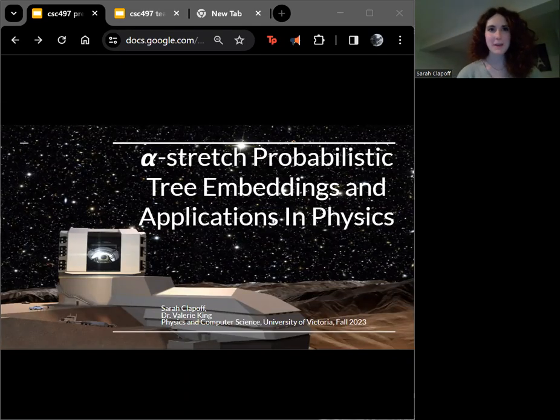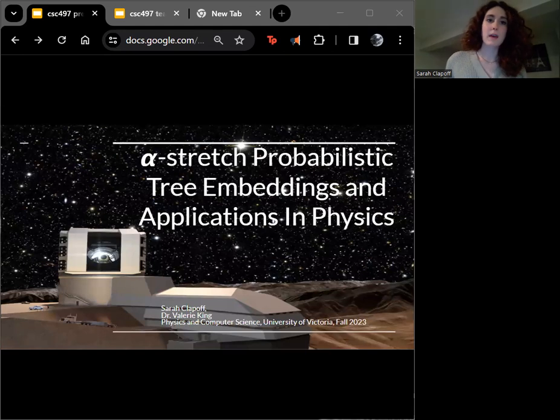Hi, everybody. My name is Sarah Klapoff, and this semester I got to work with Dr. Valerie King, and we looked at alpha stretch probabilistic tree embeddings and their applications in physics. I am doing a combined major in physics and computer science, and throughout my degree, I've been really lucky to get to see some of the work in astronomy that people at UVic are doing. And so I've really enjoyed that.